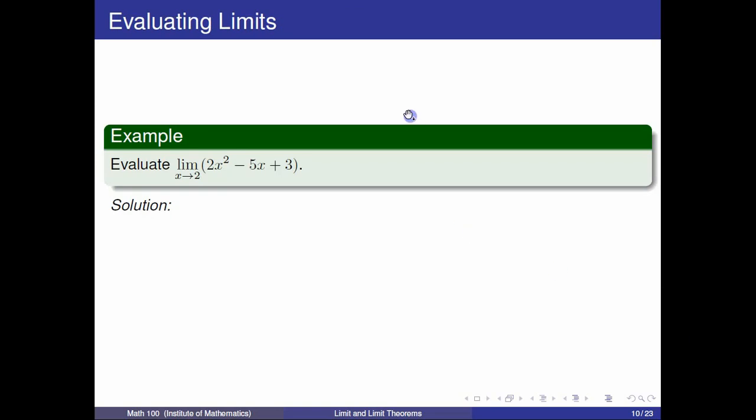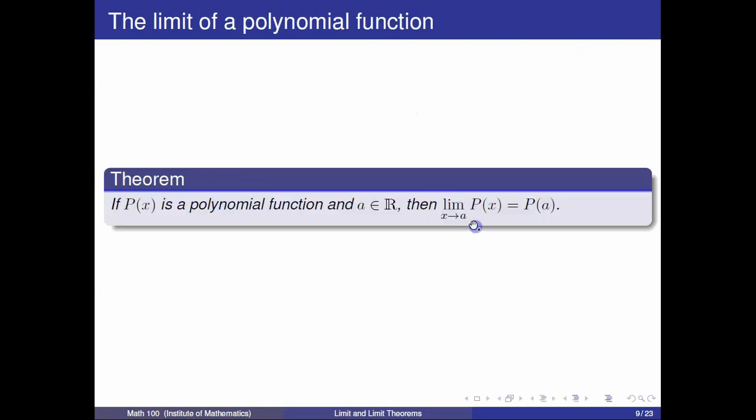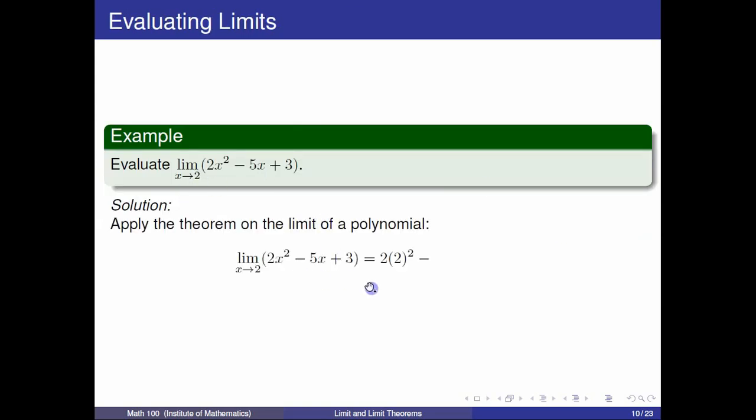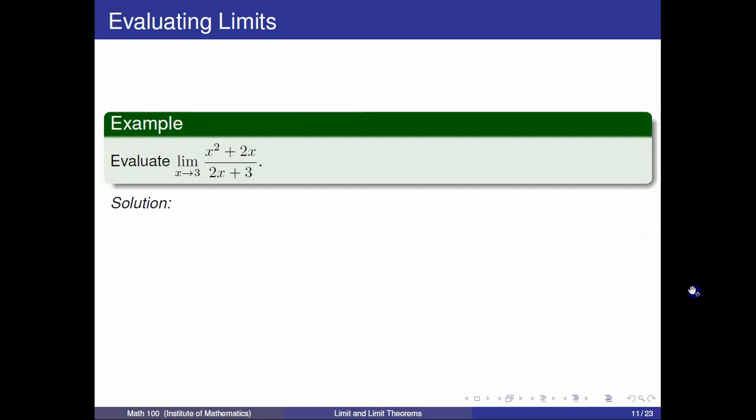Let's evaluate this limit. Ito ay isang polynomial function. According to our previous theorem, kapag polynomial function, what we just do is we substitute. So, you just substitute 2 to x. Let x be 2, you have 2 times 2 squared minus 5 times 2 plus 3. And if you simplify, you'll have 1. And that is the limit of our function. Okay? Next, let's have this.